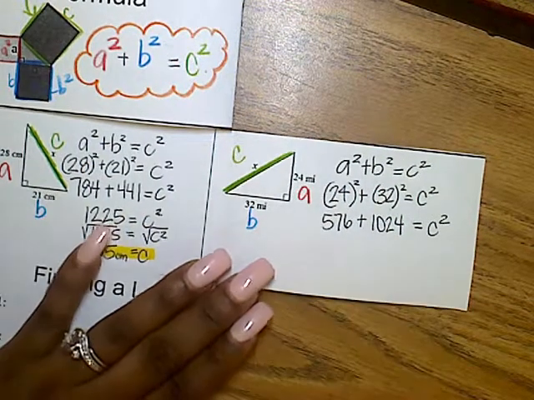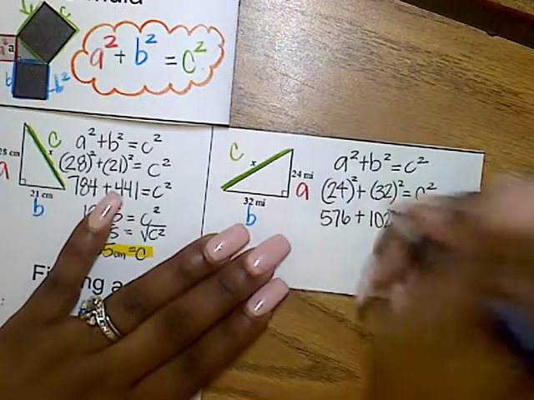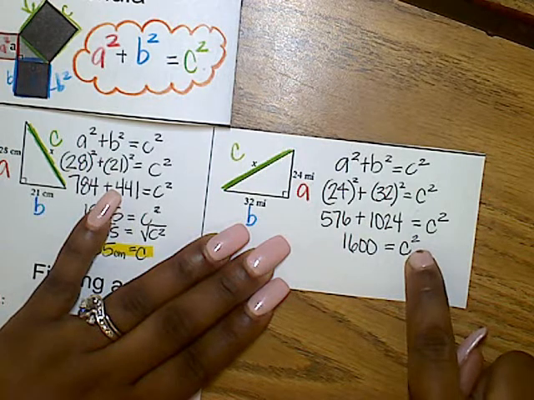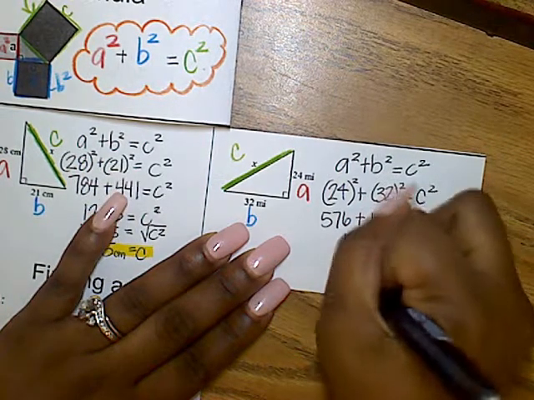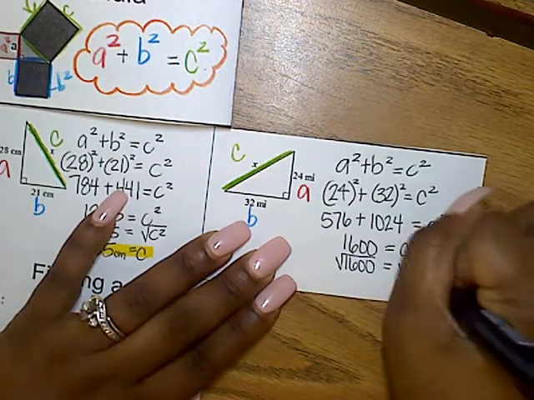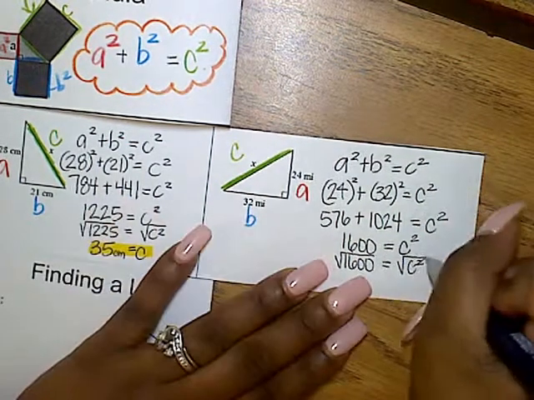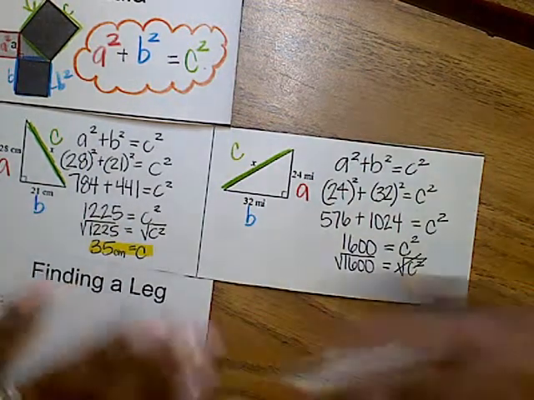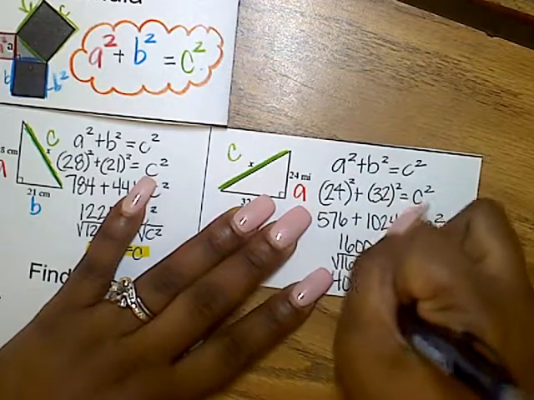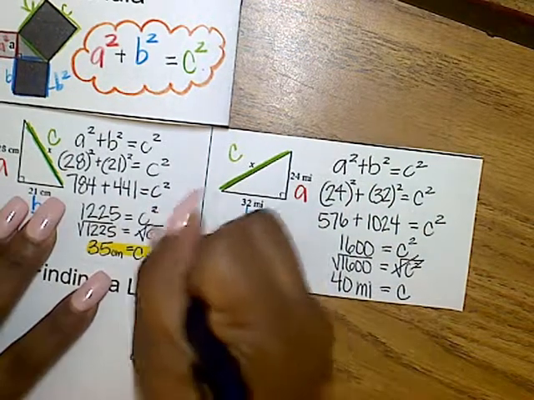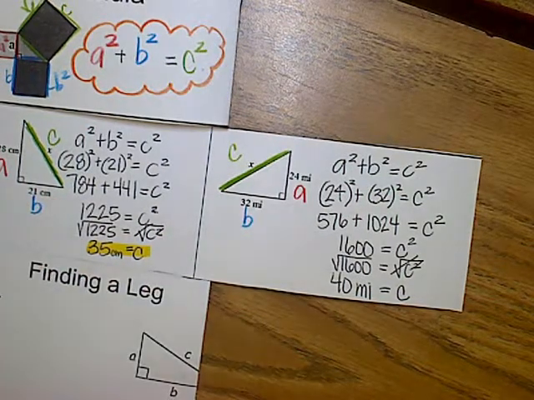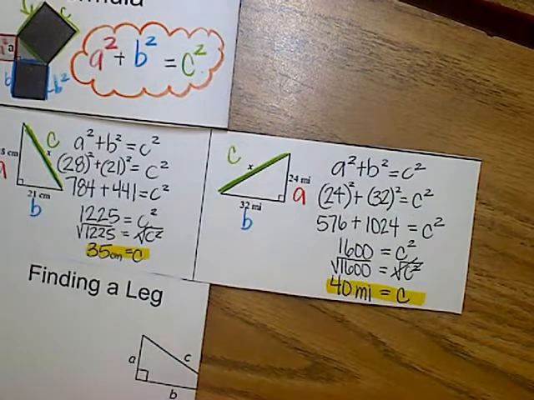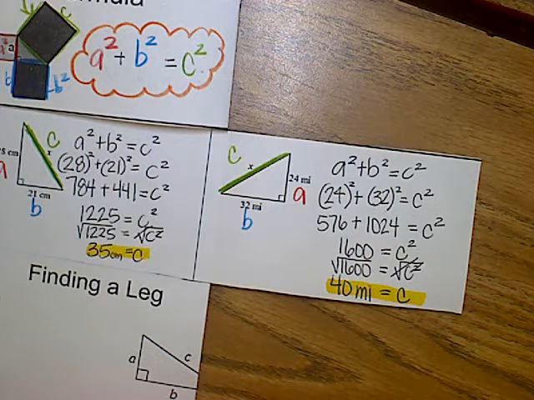You're going to find the sum. So you're going to add it together and get 1,600. The opposite of a square is the square root. So take the square root of both sides. That's going to cancel out this 2 and this radical sign. And the square root of 1,600 is going to be 40. And again, we have 40 miles equals C. So it's important to know that the square root cancels out that squared sign. And that is how we find C using our Pythagorean Theorem formula.